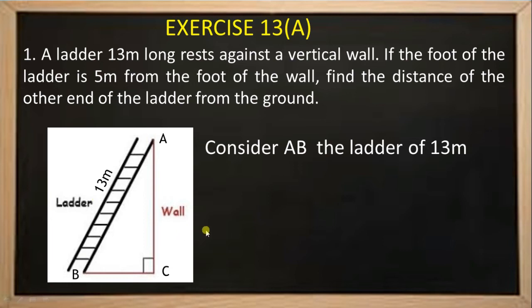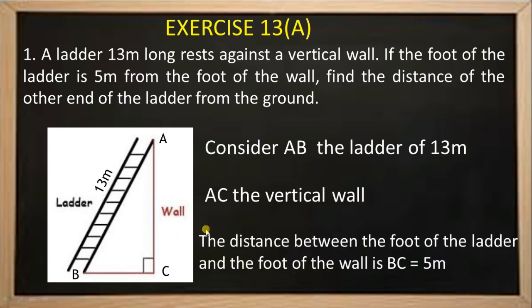Consider AB the ladder of 13 meter. Just note down that the ladder is 13 meter and AC is the vertical wall. BC is the distance between the foot of the ladder and the foot of the wall, which is equal to 5 meter. So this is the diagram we have drawn based on the given condition. It is compulsory to draw the diagram and to explain what the diagram says.